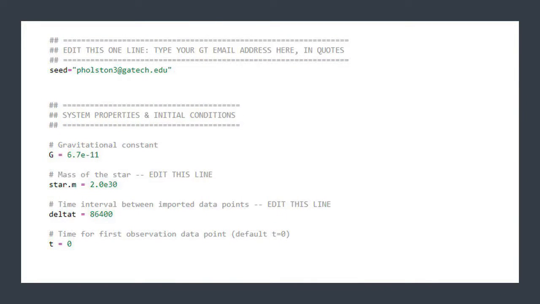So here you can see the beginning of the code necessary to create this model. We had to input our email address as a seed to create the orbital path of the star. In the system properties and initial conditions section, you see where we initialize G, the gravitational constant, the mass of the star being 2 times 10 to the 30th, and delta t being 86,400 seconds, the number of seconds in 1 day. And we initialized our time starting at 0.